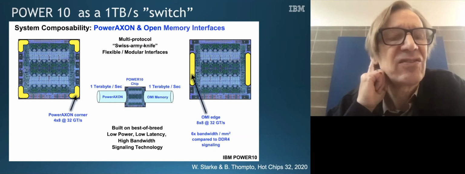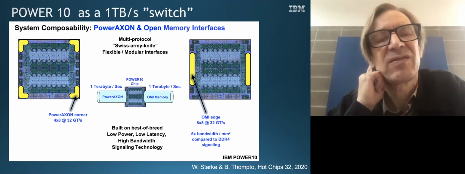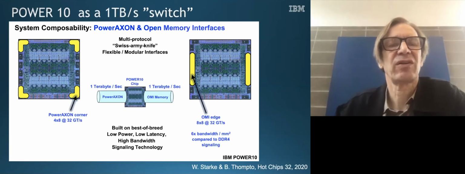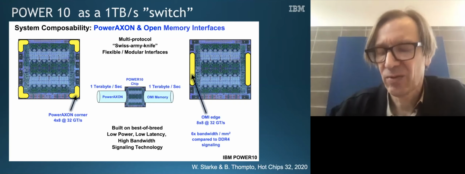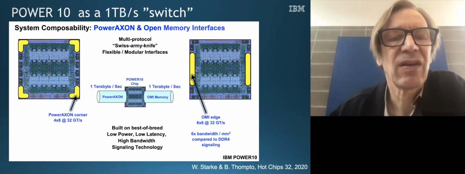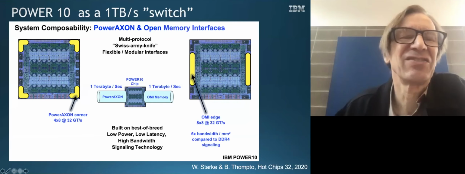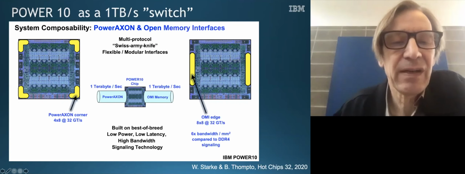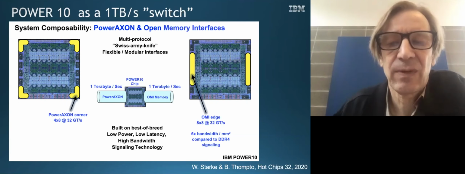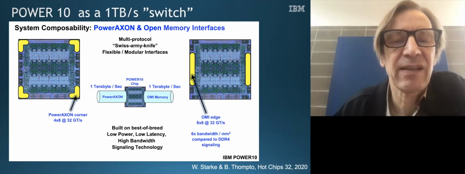You can think of this as a 32 port switch, where each port is 32 gigabytes per second or more than 200 gigabit per second. So even though this is certainly a powerful processor, it's actually a fairly powerful switch as well. So we'll try to leverage that aspect of it.